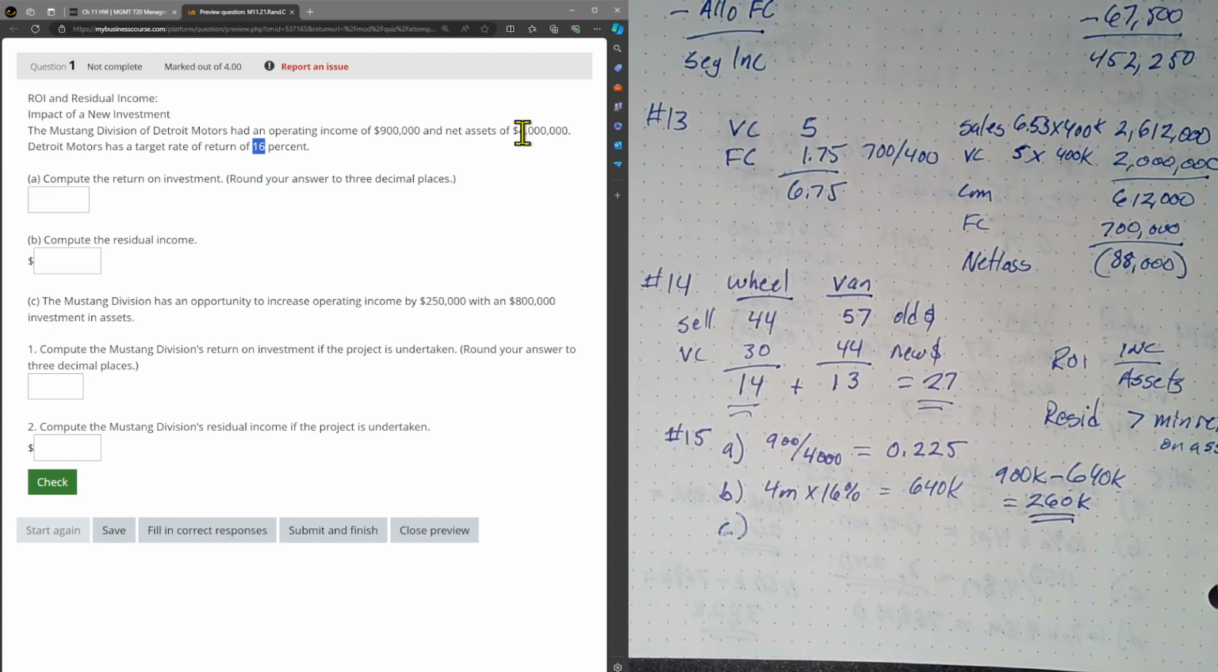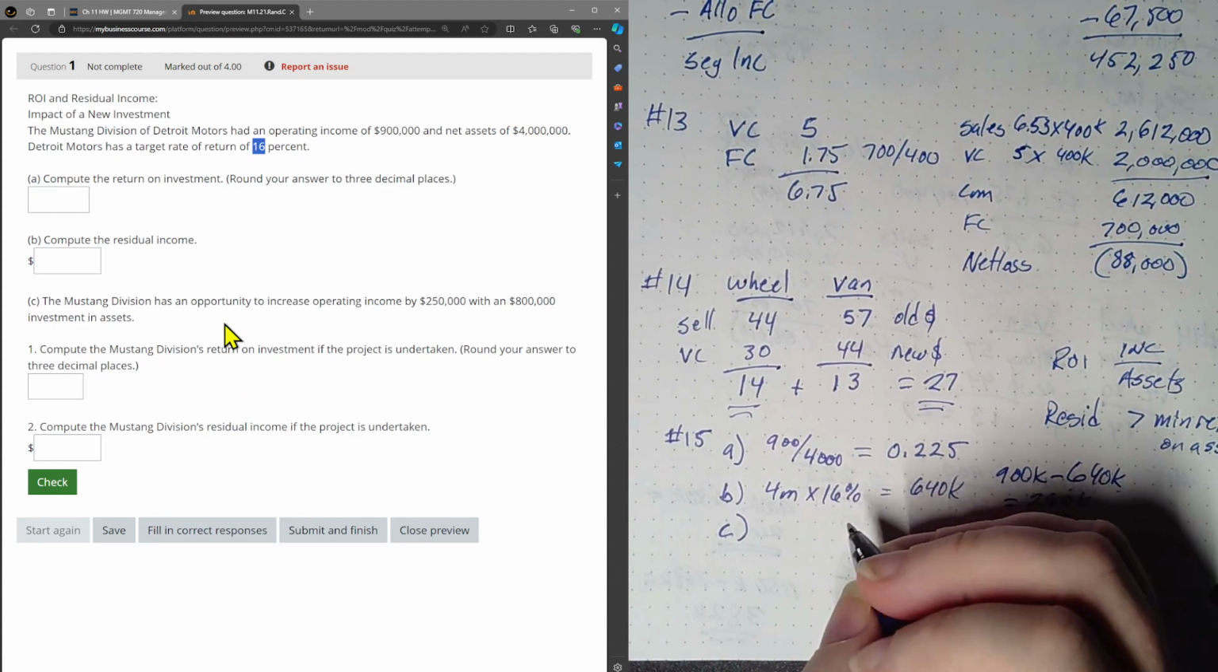For C, we're basically going to do it again, but they are doing a what-if scenario. C, they say the Mustang division has an opportunity to increase the operating income by $250,000 with an $800,000 investment. Now, they ask you to recalculate the ROI and the residual income, but they don't ask you, should we do it, right? In other words, you've run these calculations. Now, what is the answer? Should we?